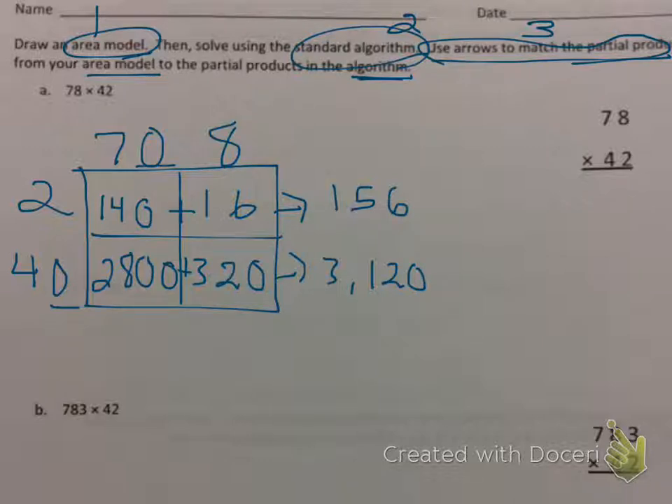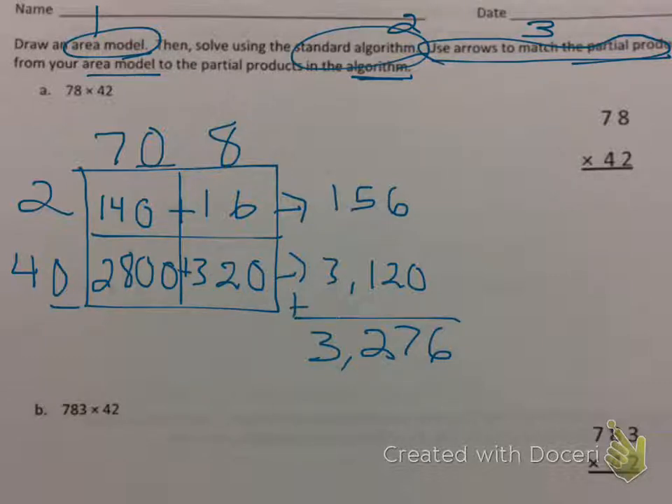3,120. And if you can't add that in your head, you can write that to the side if you need to. So 156 and 3,120 are my 2 partial products. What do you do with partial products? You add them. So 6 plus 0 is 6, 5 plus 2 is 7, 1 plus 1 is 2, and 3 plus nothing is 3. My answer should be 3,276. So I've done it with an area model.